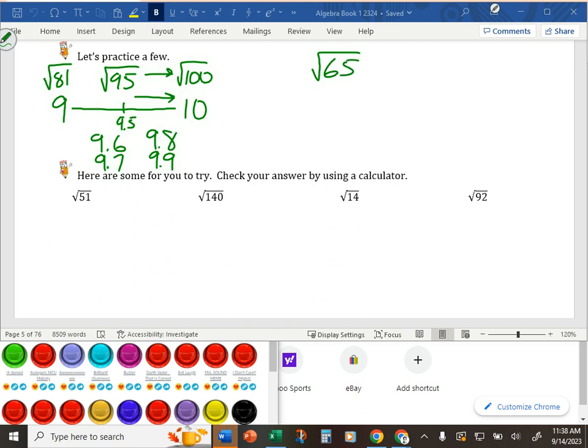Estimate the square root of 65. We're going to start by looking at those perfect squares up in the chart above and figure out what two numbers 65 comes between. What two perfect squares is 65 between? And we see root 64. That's less than root 65. And we see the root of 81, which is greater than root 65. Root 64 is equal to 8. Root 81 is equal to 9. So we know that the root of 65 has to be between 8 and 9.